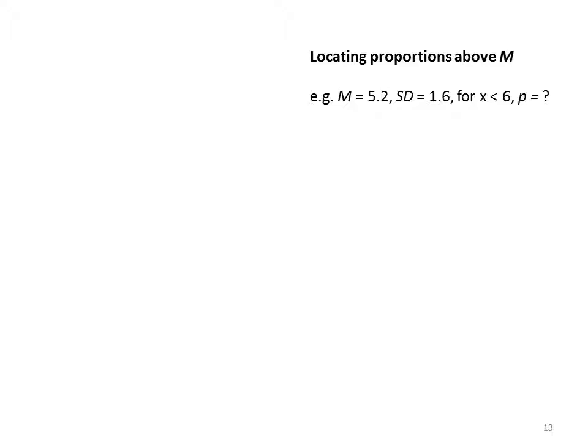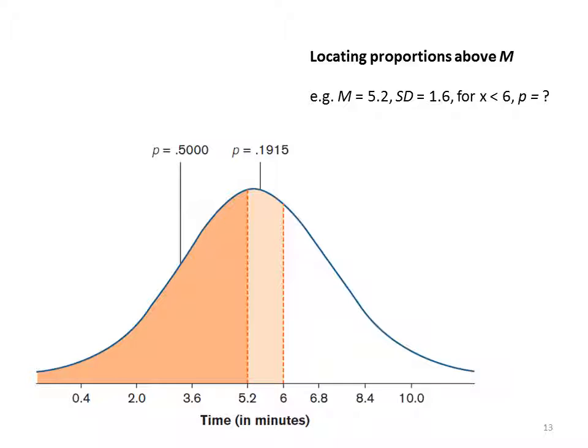This is the example from page 136, a normal distribution with a mean of 5.2 and standard deviation of 1.6. So what's your probability of obtaining a score larger than 6? The mean is 5.6, and one standard deviation away is 6.8. So 6 is between the mean and the one standard deviation. 6 should be over here.